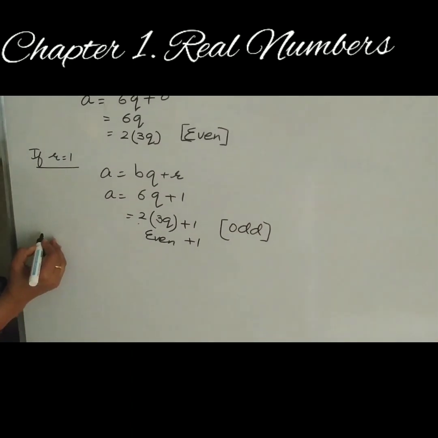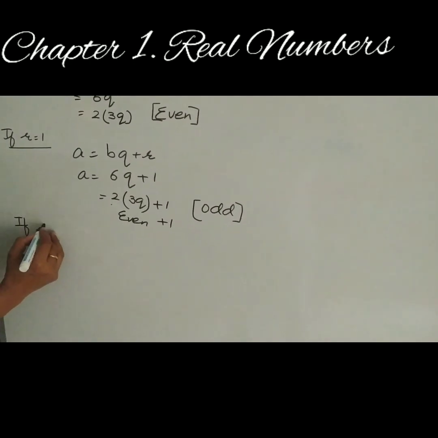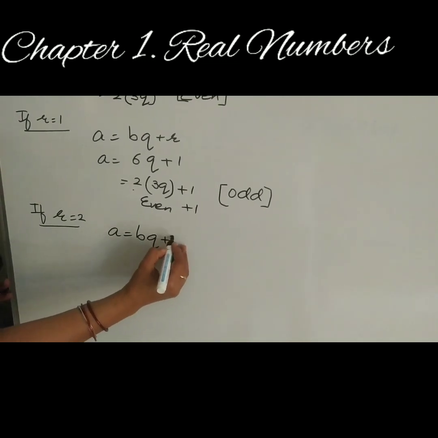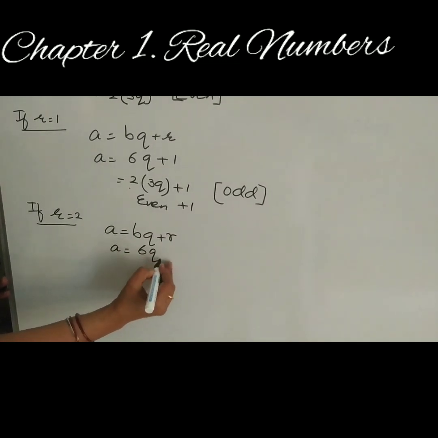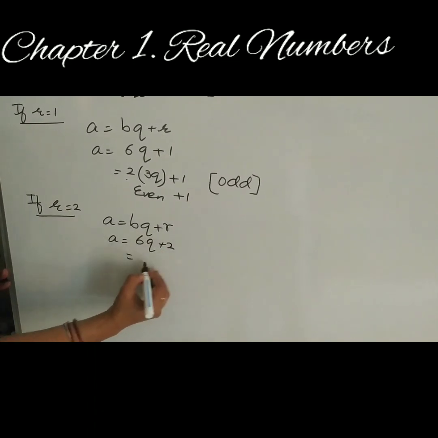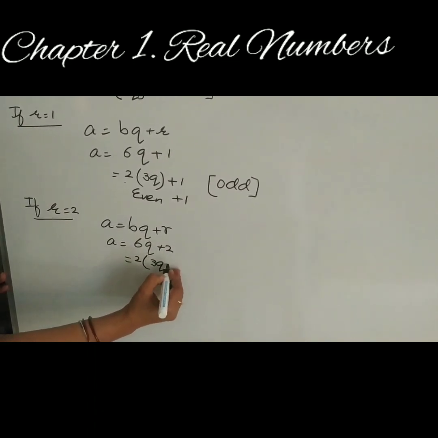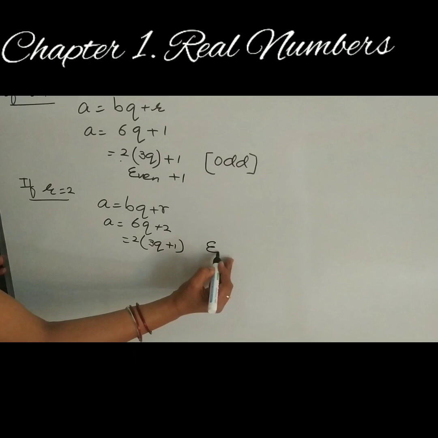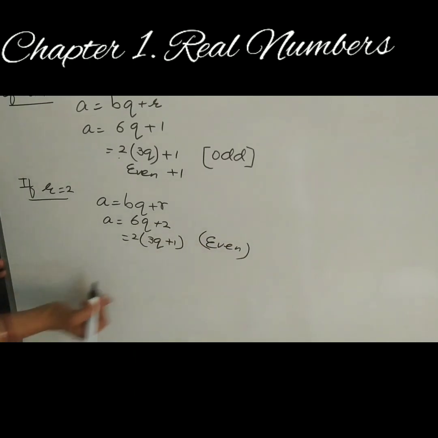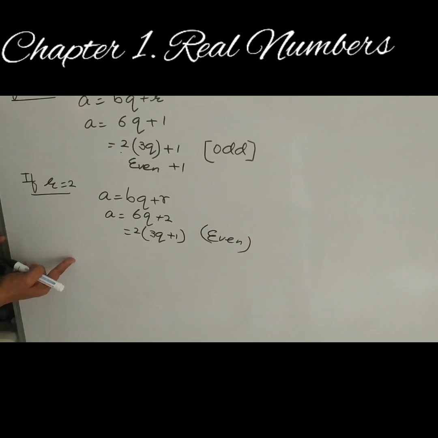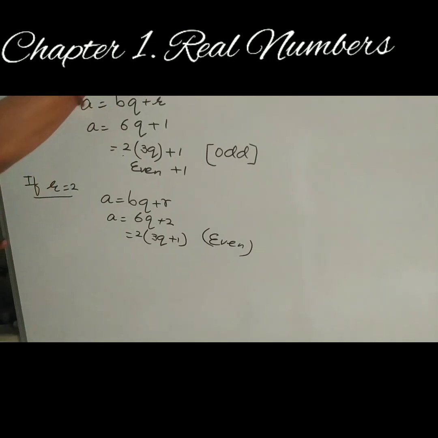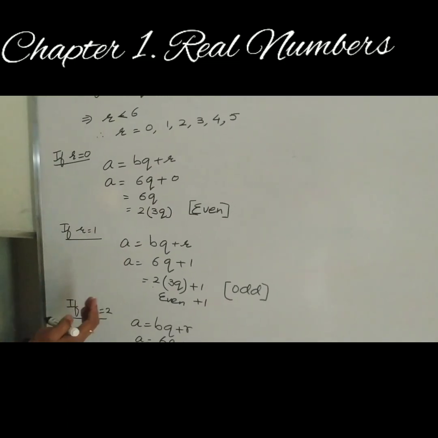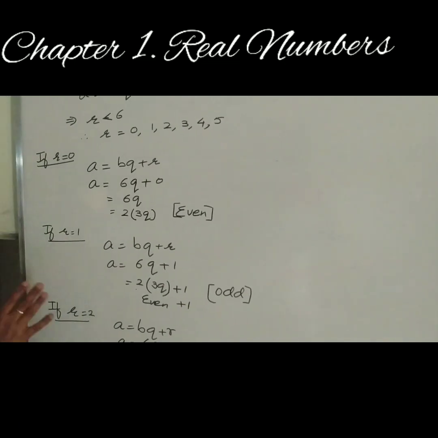Right? Now let's consider the third case, if r is equal to 2. a is equal to bq plus r. So a is equal to 6q plus 2. Now I can take 2 common from each term. So I'll get this. Now again, any number multiplied by 2 is even. Now do one thing. Pause this video and try to write the cases for remainder 3, 4 and 5 yourself, right? Then continue this video and check whether you have done it right or wrong.